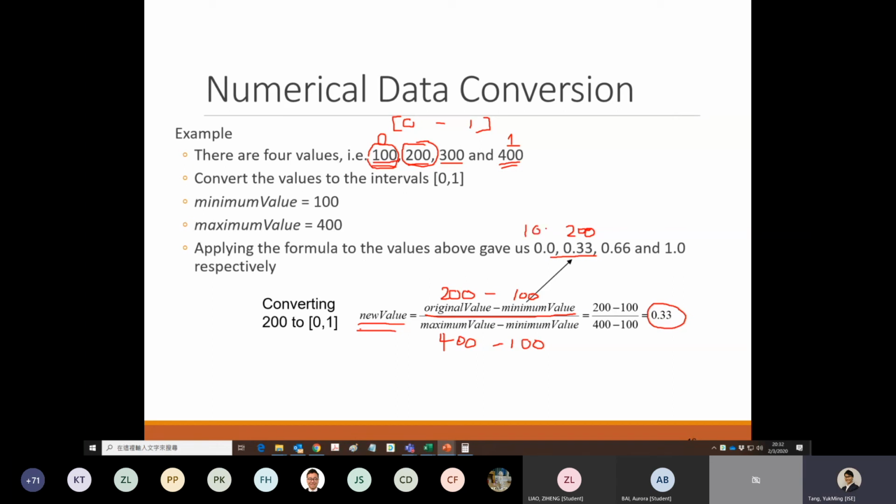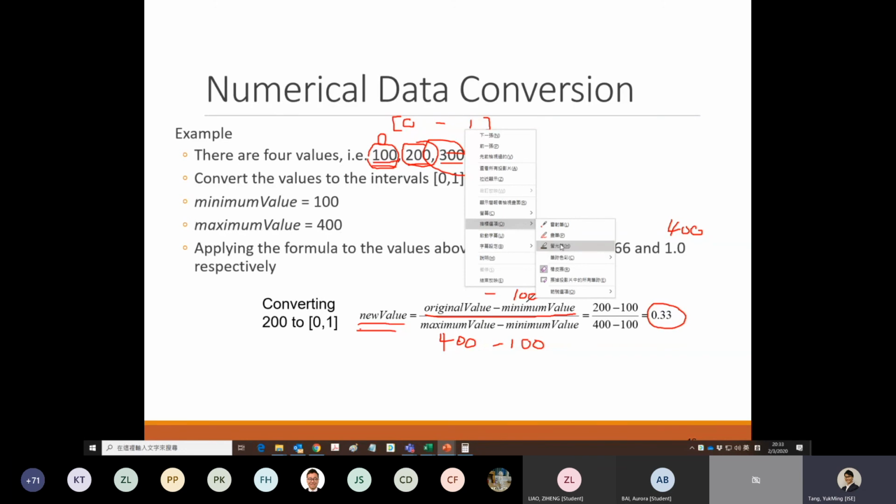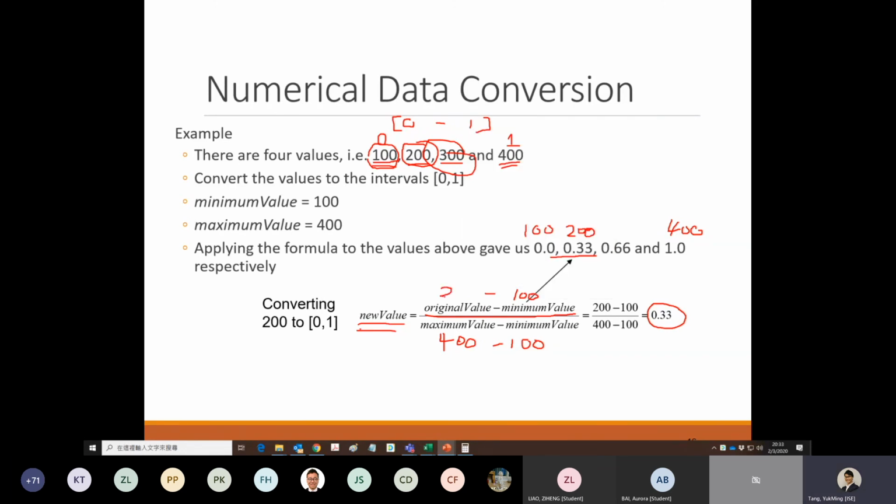0 to represent 100. 1 to represent 400. Similarly, how about 300? It's very simple. So for this one, just substitute 300 into this equation. Okay. And then you get the answer, which is equal to 0.66. 300 minus 100 divided by 400 minus 100. And then finally, you got the answer 0.66. So we can use 0.66 to represent 300.